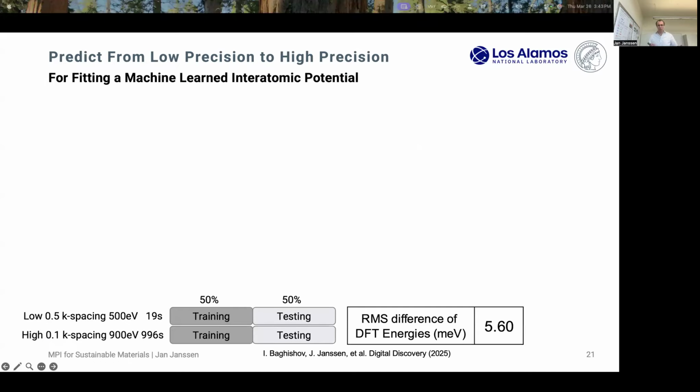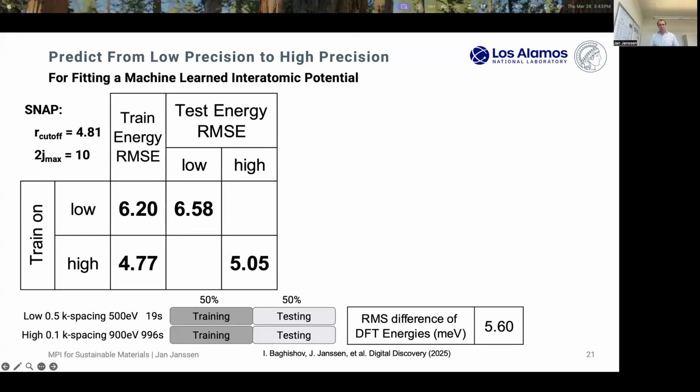So we split our set 50-50, 50% training set, 50% testing set. And we looked at the RMSE between these two sets, just comparing the two DFT levels. And this was 5.6 millielectrons. And then we did our typical metrics, right? So training on low precision and predicting on low precision, and training on high precision and predicting on high precision. And we see the regular behavior, right? So like training error is always a bit lower than the testing error.